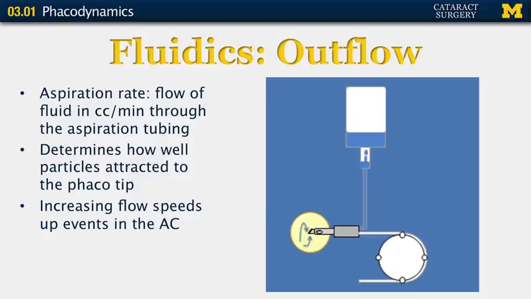The aspiration flow rate, or just called the flow rate, determines how well particles are attracted and how quickly they're attracted to the phaco tip. So if we increase the flow rate, then we increase the speed of events that are happening in the anterior chamber of the eye. So events will happen more quickly, and fragments will be drawn to the phaco handpiece with more speed. That's what's governed by the flow rate, or aspiration flow rate.